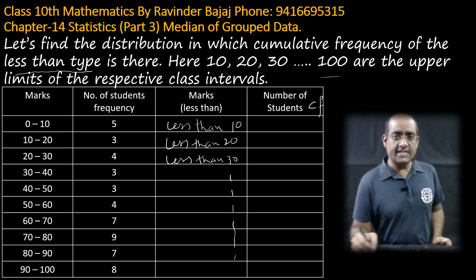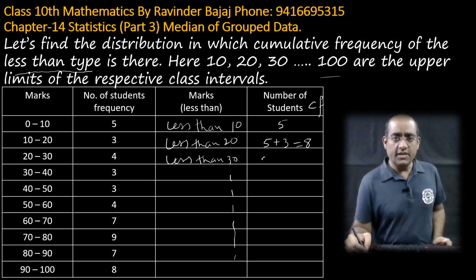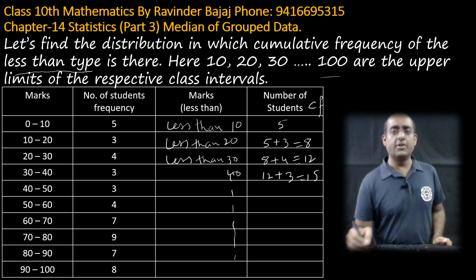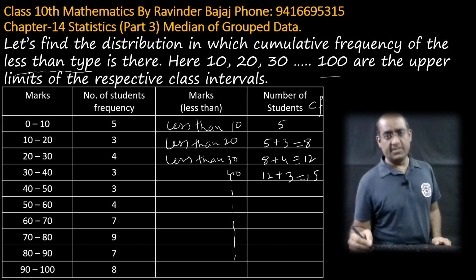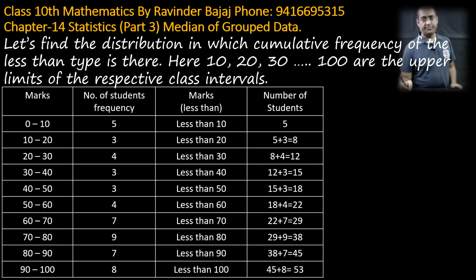Number of students less than 10 is 5. Number of students less than 20 is 5 plus 3, that is 8. Number of students less than 30 is 8 plus 4, that is 12. Number of students less than 40 is 12 plus next value 3, 15. In this way, we will calculate the cumulative frequency of the distribution. It's not compulsory to show this calculation. You can do it in rough work and write the cumulative frequency finally. This is up to you.